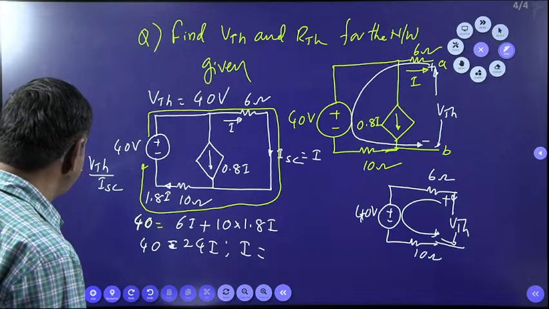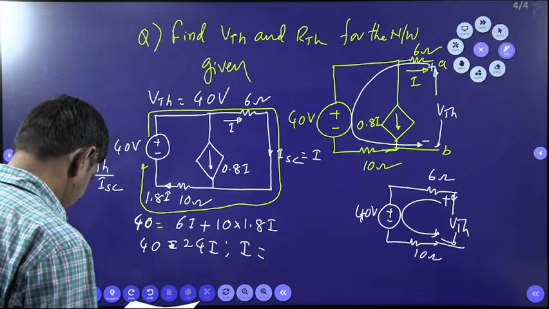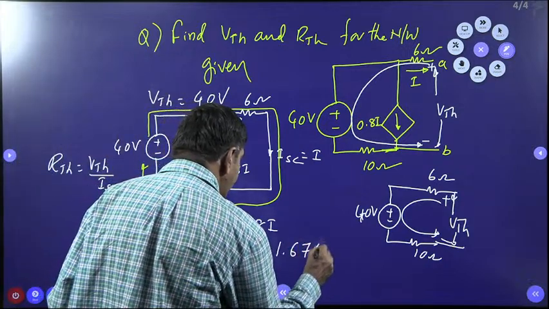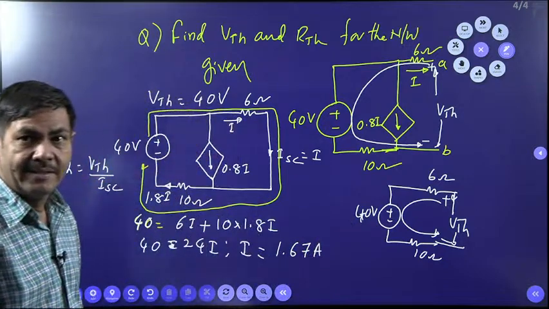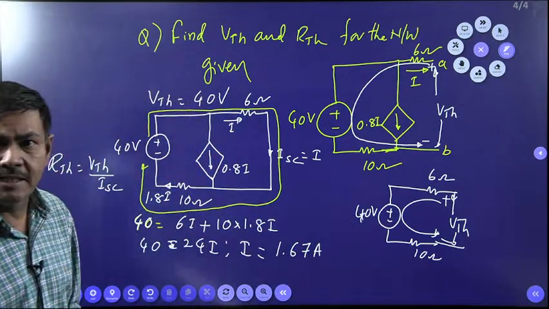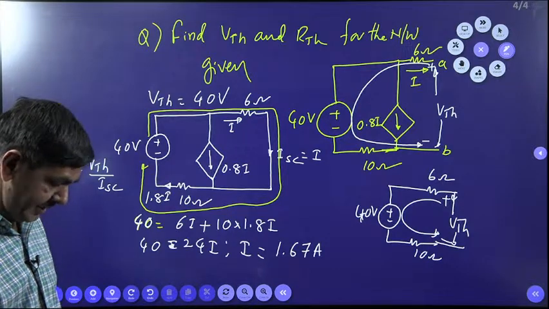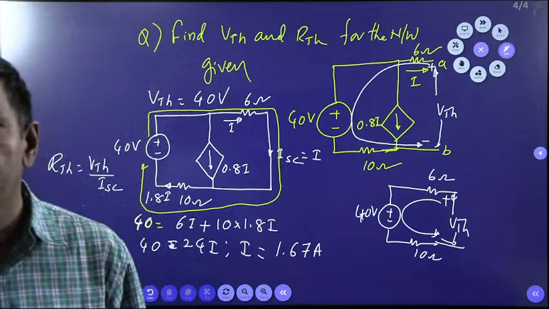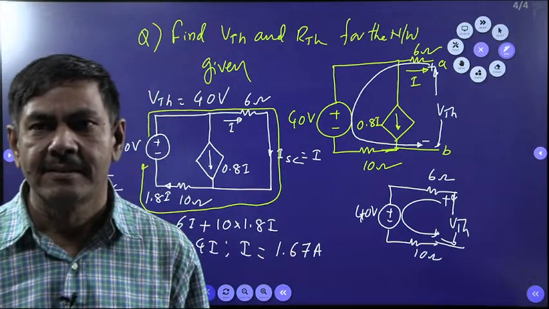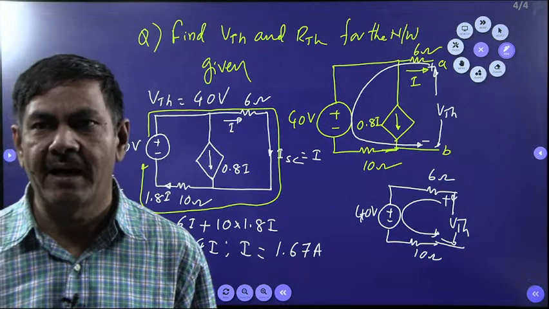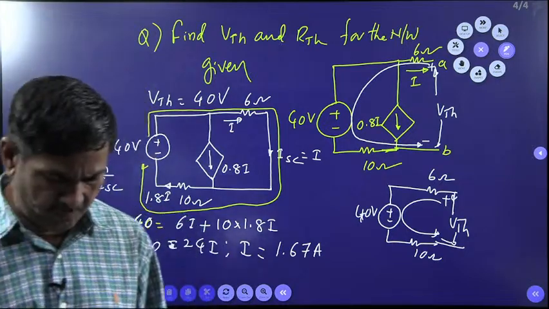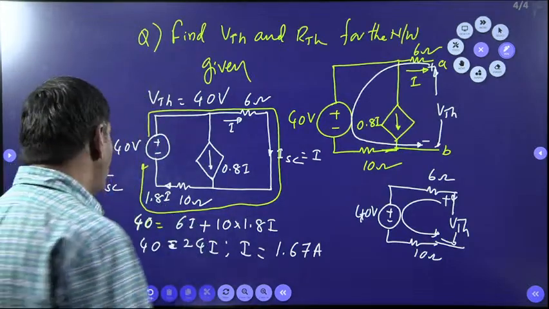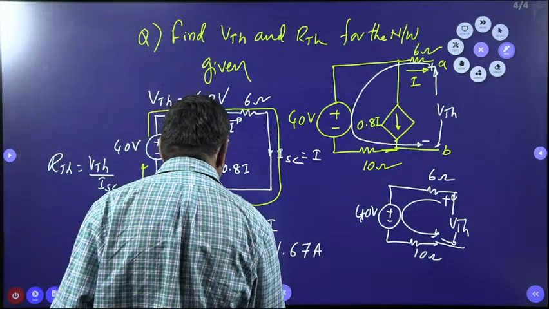40 by 24 means 1.67 amperes it comes. 1.67 amperes we are going to get. A student says RTH equals 18, sir. Yes, very good, but RTH is not 18. 24 ohms it came. Please take it, 24 ohms. Devesh Reddy, once again you try. RTH is not 18, it is 24 ohms, I think, because VTH by ISC, you know. Anyhow, 1.67 amperes can also be taken as ISC.